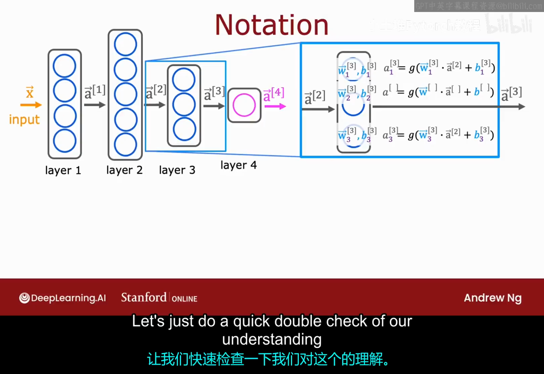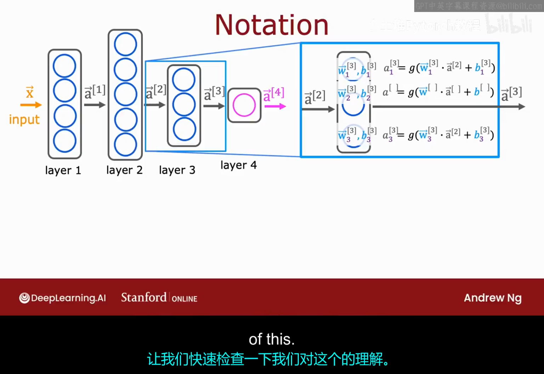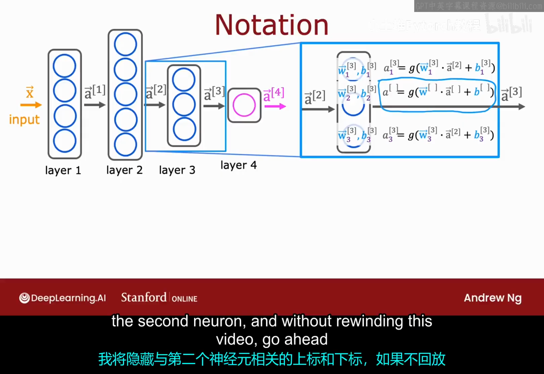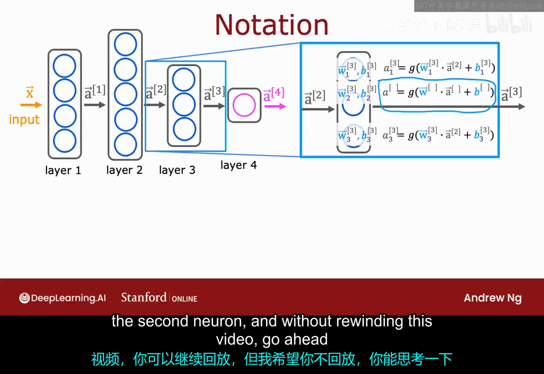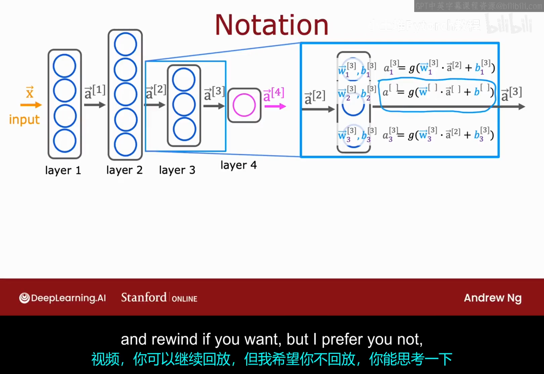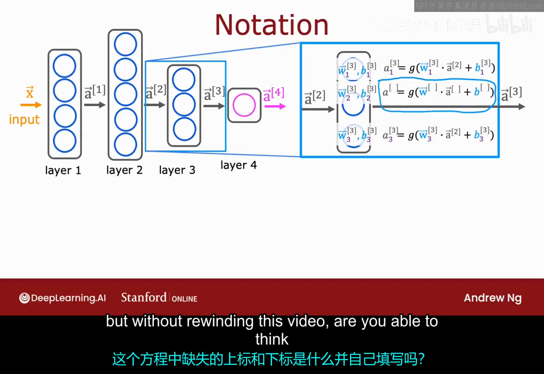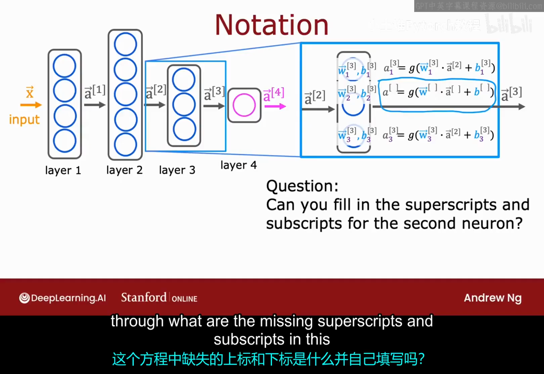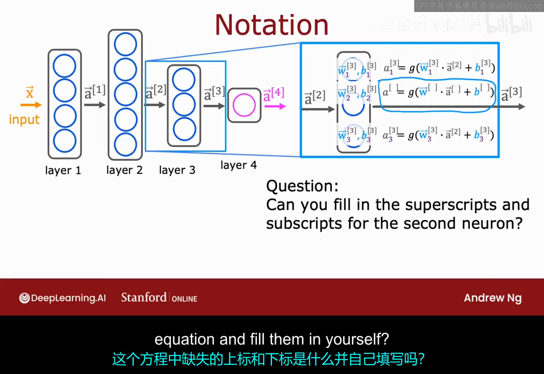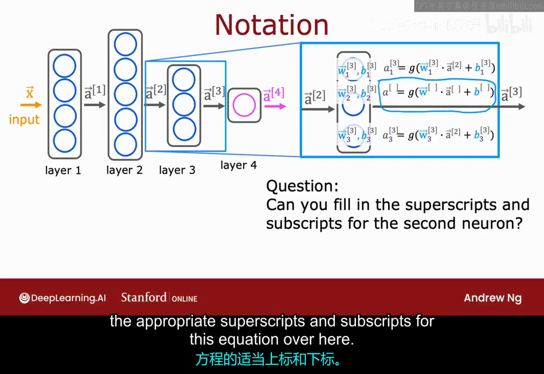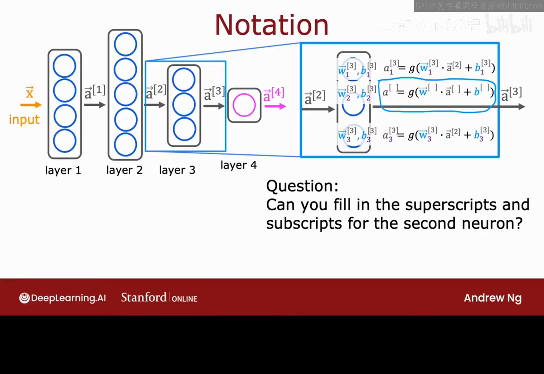Now, let's just do a quick double check of our understanding of this. I'm going to hide the superscripts and subscripts associated with the second neuron. And without rewinding this video, go ahead and rewind if you want, but I'd prefer you not, are you able to think through what are the missing superscripts and subscripts in this equation and fill them in yourself? Why don't you take a look at the in-video quiz and see if you can figure out what are the appropriate superscripts and subscripts for this equation over here.